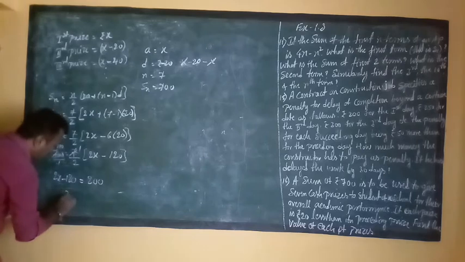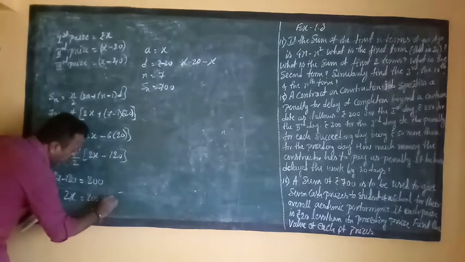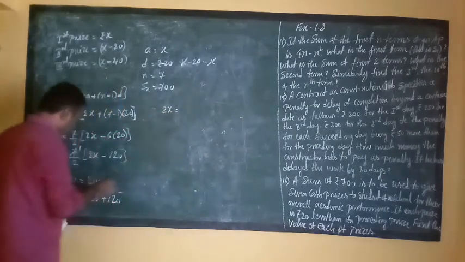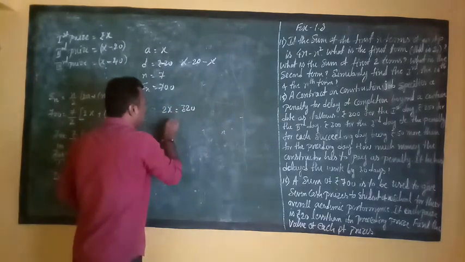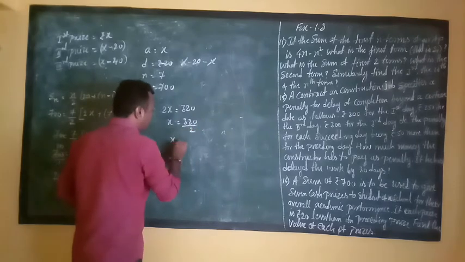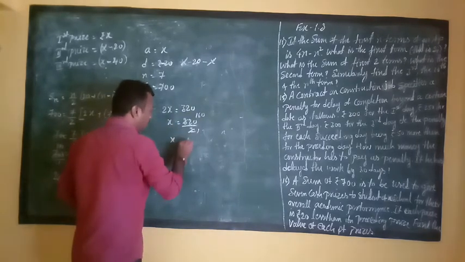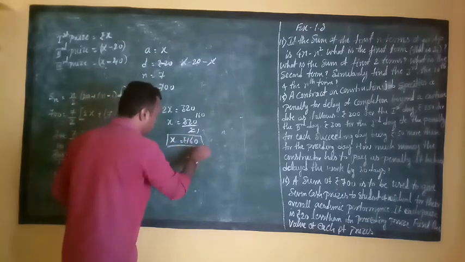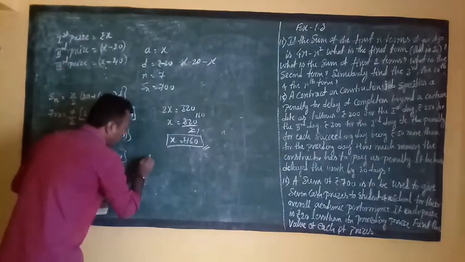So therefore 2x is equal to 200, minus 120 will become plus 120. Therefore 2x is equal to 200 plus 120, 320. Therefore x is equal to 320 divided by 2. Therefore x is equal to 160 rupees. Therefore the first prize amount is 160.